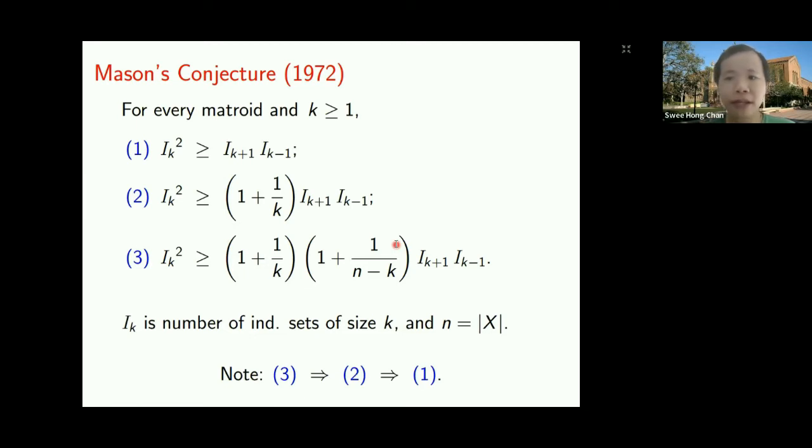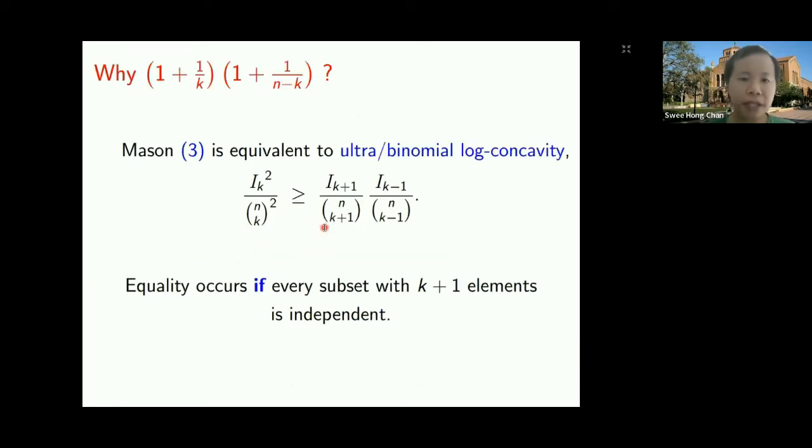And at this point, some of you might have questioned, but maybe you're just too shy to ask, is that, Swee Hong, why is it that Mason chooses his constant (1 + 1/k)(1 + 1/(n−k))? What is so special about this constant? Well, this is because many of you might still remember that this number is the ratio of binomial coefficients.